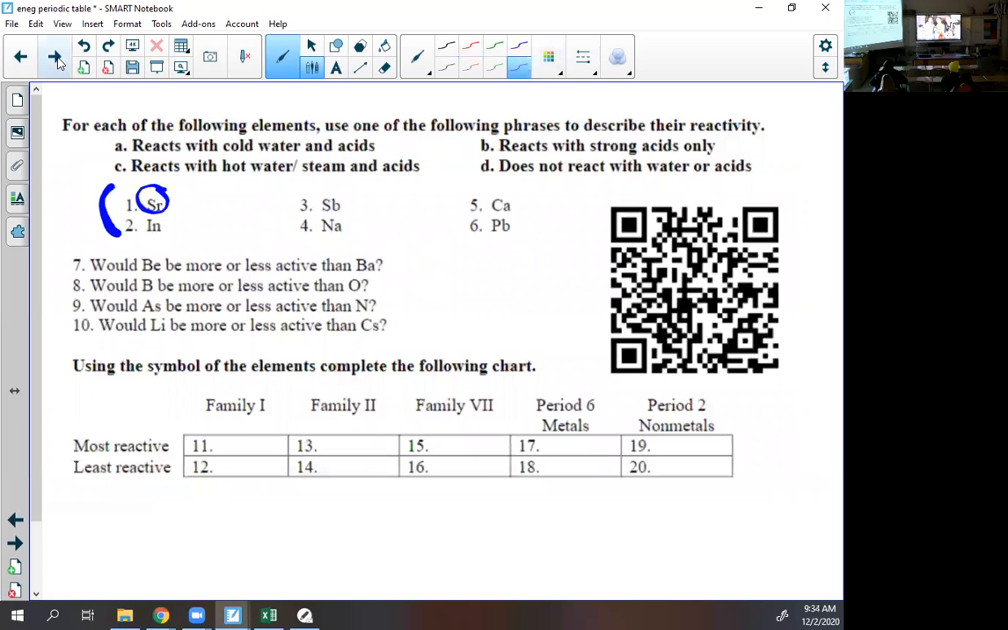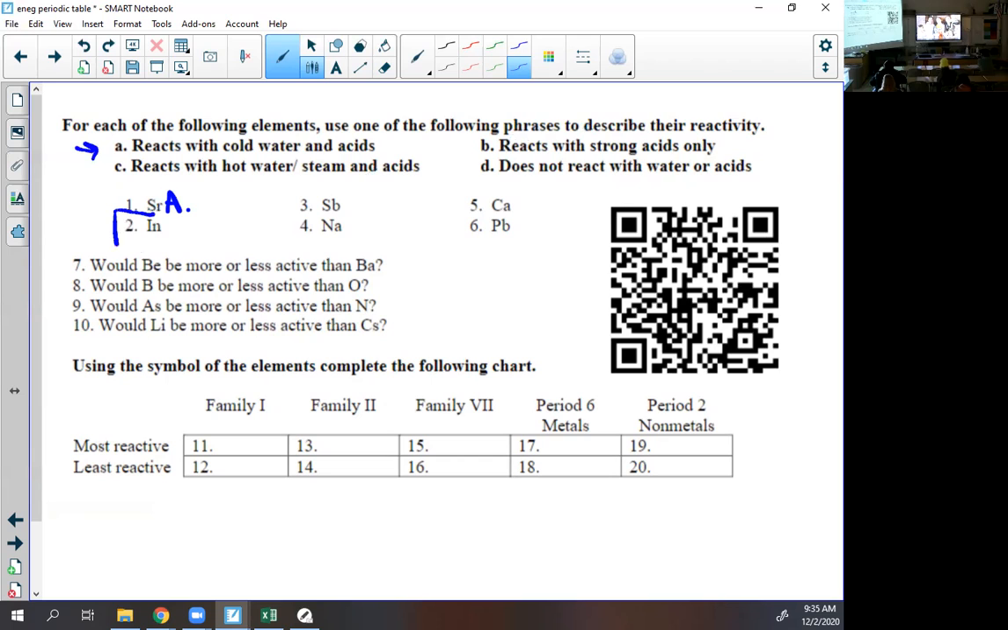So I'm going to go back to my homework, and it says, A reacts with cold water and acids. That is a true statement. Reacts with strong acids only. That's not true. Reacts with hot water or steam and acids. That's kind of true, but we don't have to make it hot. It reacts with cold. Does not react with water or acid. So the most accurate statement for this is A. A is the one that means it reacts with everything. Okay. B, it reacts with hot stuff and acids. Reacts only with acids, so whatever.